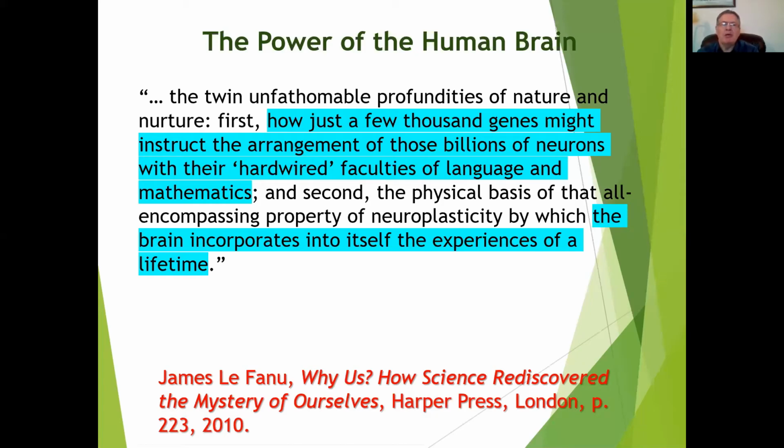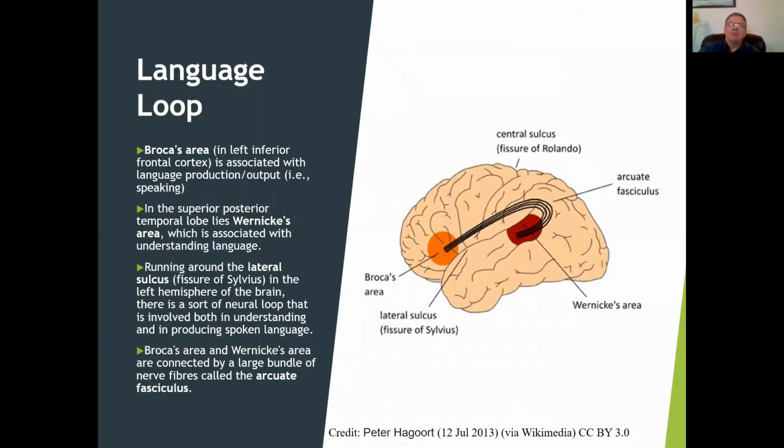Let's have a brief look at language. Now, Broca's area in the left inferior frontal cortex here is usually associated with language production, that is speaking. Now, in the superior posterior temporal lobe lies Wernicke's area, shown here, which is associated with understanding language.